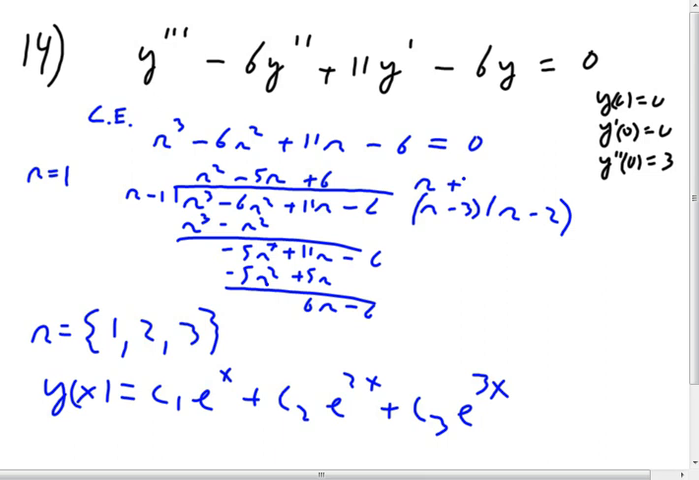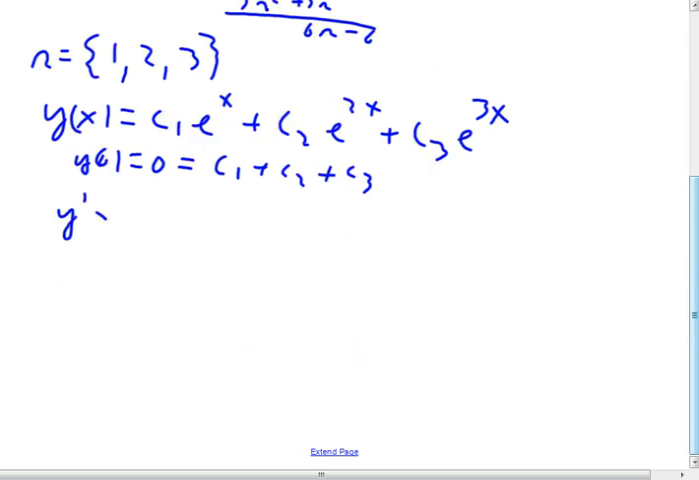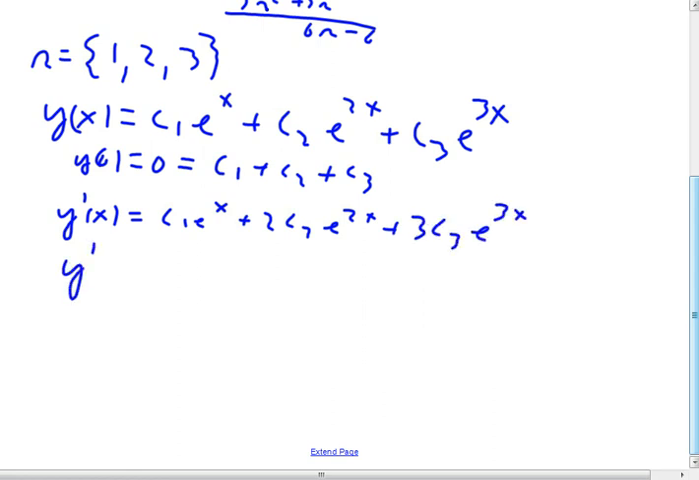That's all fine. Now, I could check these one at a time, or I could go find C1, C2, C3, and then check it, and then everything would be checked at the same time. So that's my plan. y at 0 is 0, which is C1 plus C2 plus C3. y prime of x is C1 e to the x, 2 C2 e to the 2x, 3 C3 e to the 3x. y prime at 0 is 0, C1 plus 2 C2 plus 3 C3.